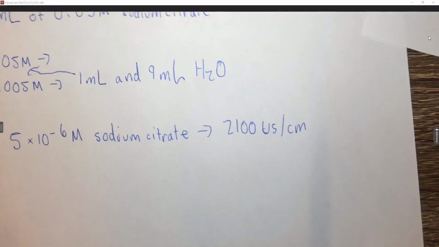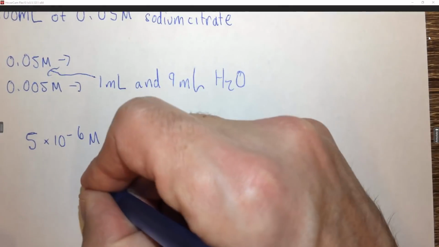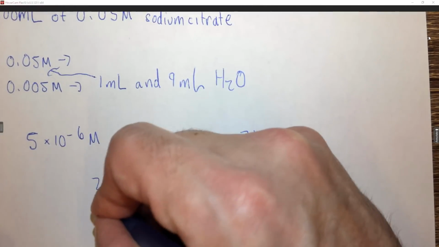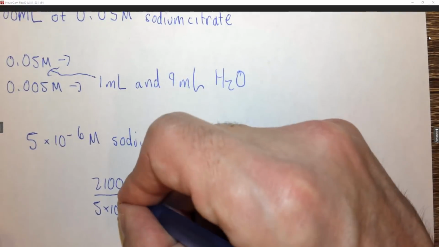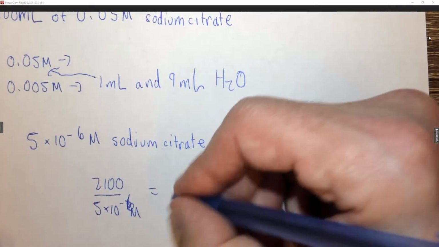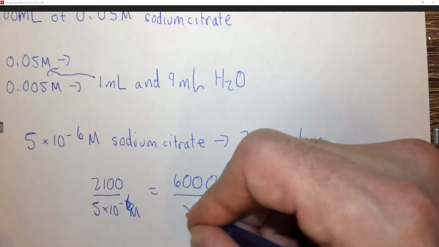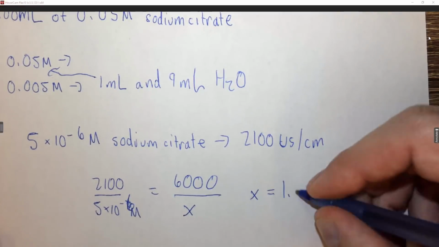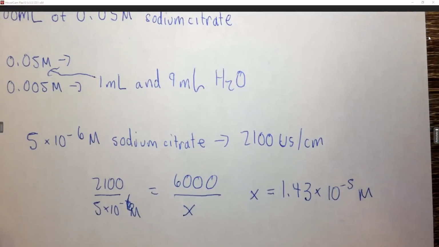You're going to do the exact same thing that you would do for the absorbance. You're going to take that 2,100 is to 5 times 10 to the minus 6 molar as 6,000, the top of your conductivity range, is to X. And in this case, you'd find that X equals 1.43 times 10 to the minus 5 molar.